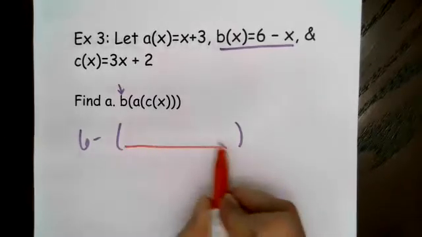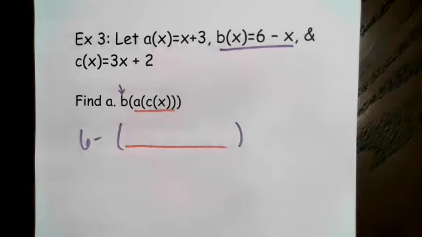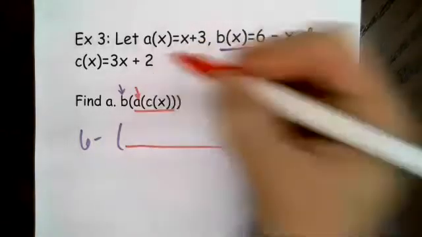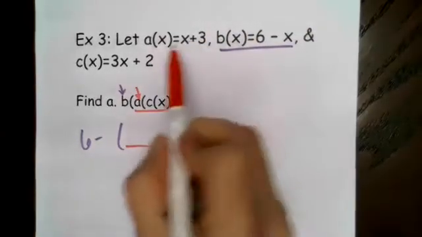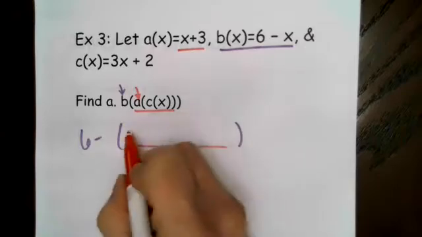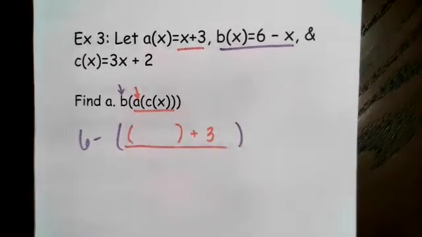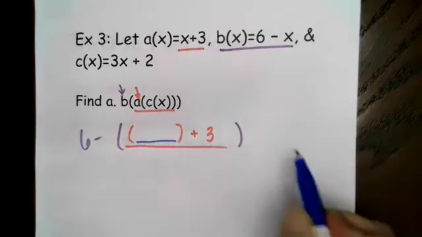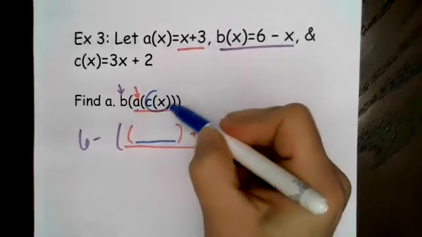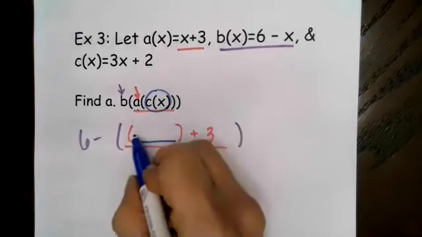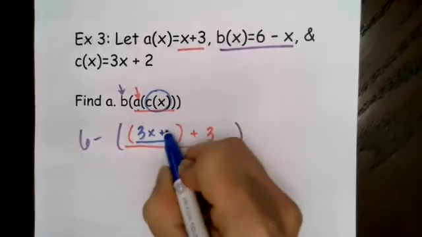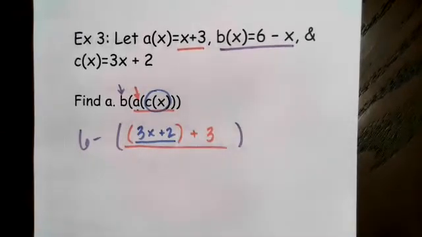I'm going to leave a large space because I have another composition to put in this space. Inside this space, I'm going to type in my a function, but not the entire a function, just the outside shell of my a function without the x. So I have x plus 3. And then in this space, inside of my a function, I'm going to plug in my entire c function, which is 3x plus 2. All I need to do now is simplify the entire polynomial.